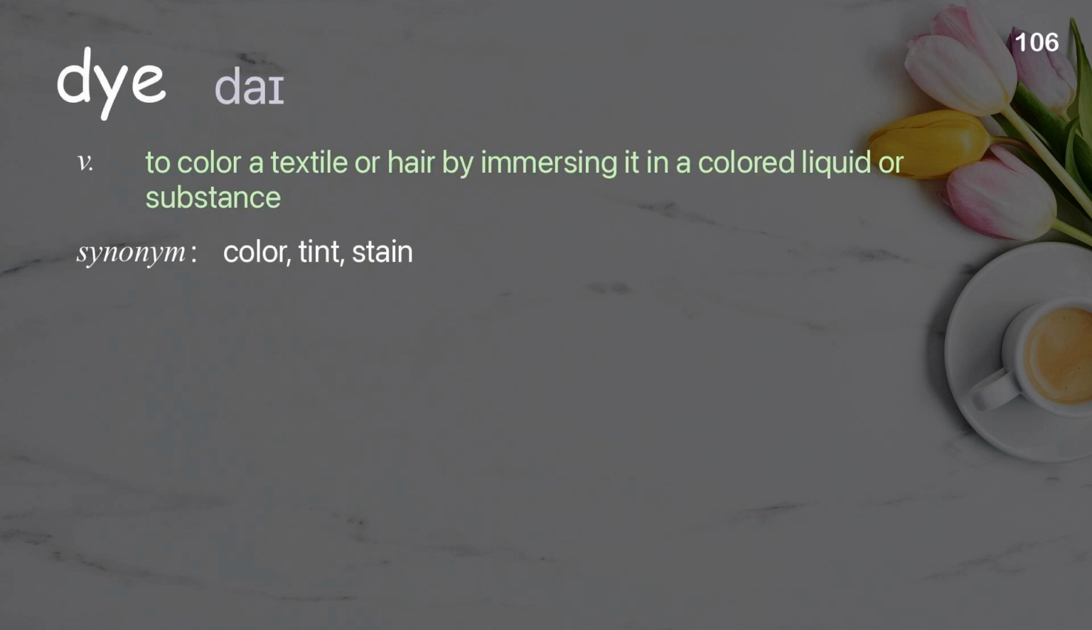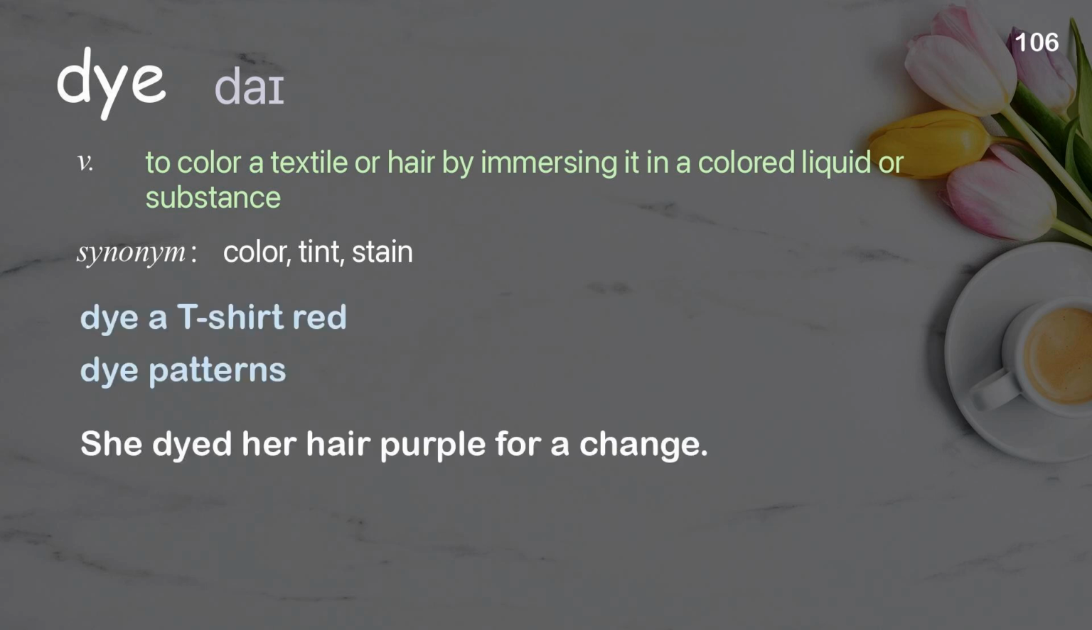Dye. To color a textile or hair by immersing it in a colored liquid or substance. Examples: Dye a t-shirt red. Dye patterns. She dyed her hair purple for a change.